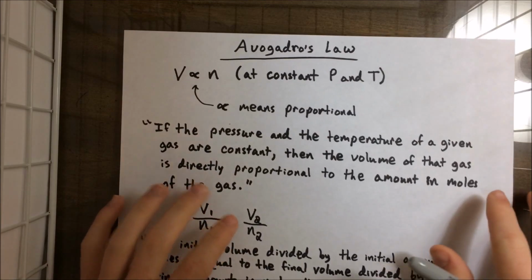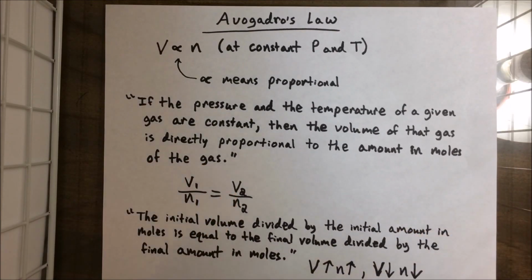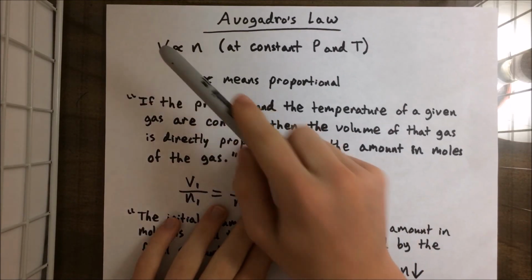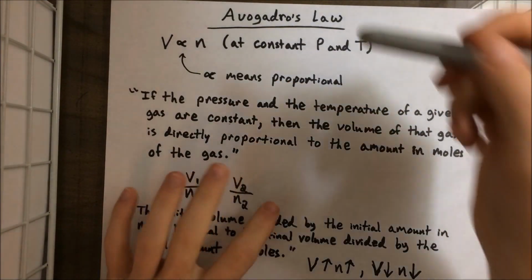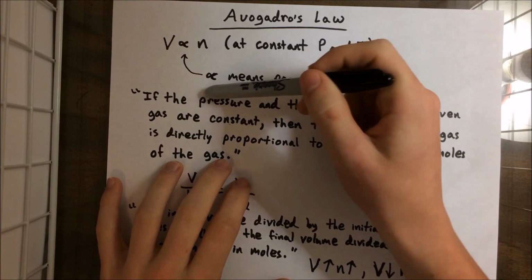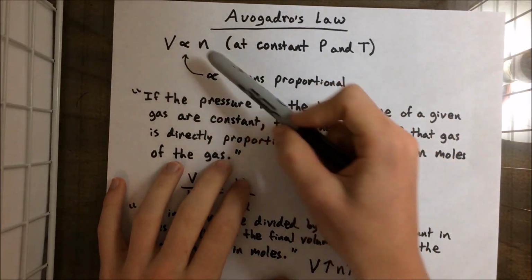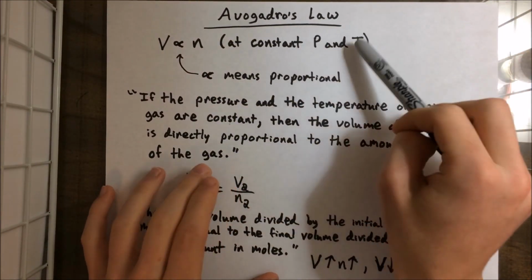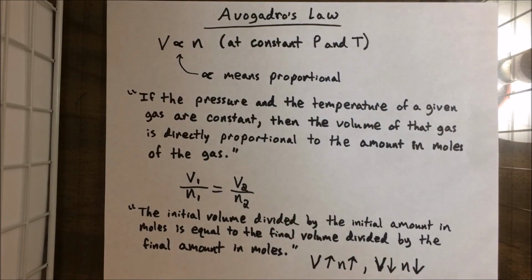And Avogadro's law deals with the volume and the amount in moles at constant pressure and temperature. So V alpha n, alpha means proportional, V alpha n at constant P and T. So if the pressure and the temperature of a given gas are constant, then the volume of that gas is directly proportional to the amount in moles of the gas.